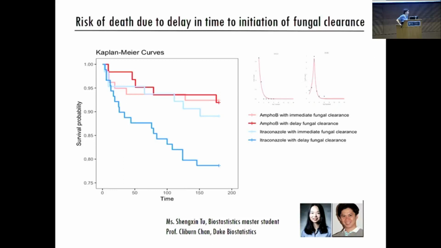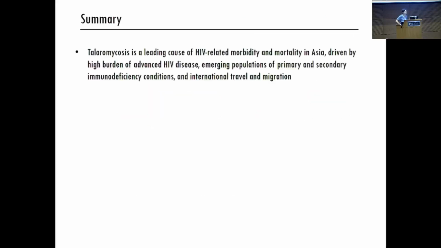We are collaborating with Dr. Kleburn and Shang-Xin Tu, who is a summer CFAR master's student, to look at the dynamics of fungal clearance to identify a surrogate marker of mortality. Can we identify a surrogate marker to help us conduct early trials for this disease without doing a very big 500-patient clinical trial powered for mortality?